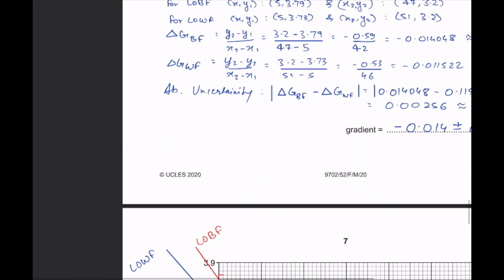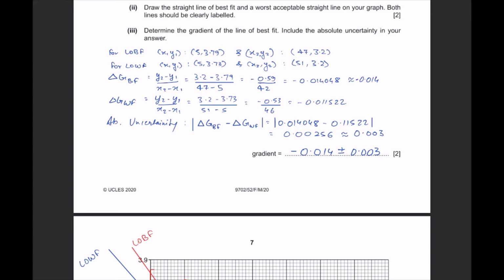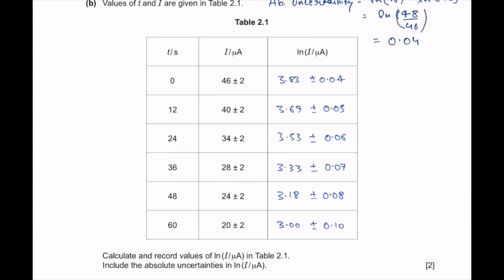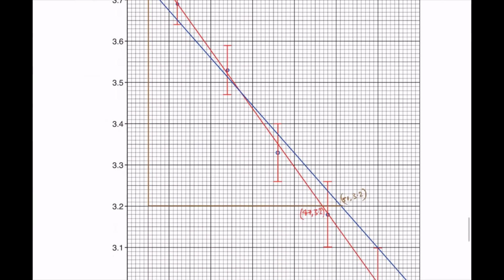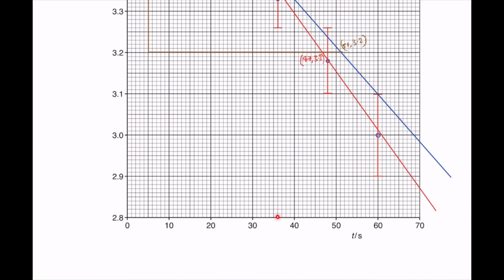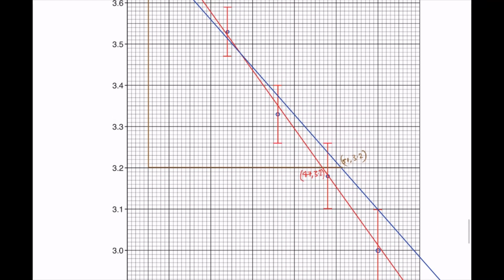So if we check, for example, let us see for 36. At time equals 36, it is 3.33 plus minus 0.07. So let us go to the time at 36. This is 36 and the value at 36 is 3.33. So this is 3.3 and this is 3.4. Each one will have 3.31, 32, 33. So this is 3.33 at 36.